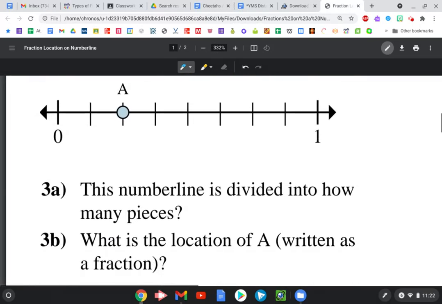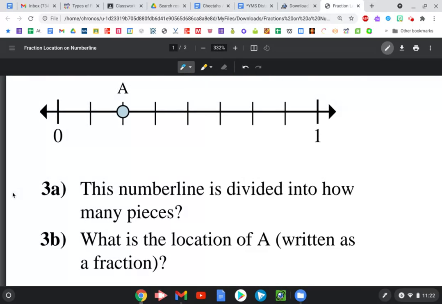Let's try another one. Here, check out this problem. Ooh, look at this number line. This one definitely is not broken up into 6. All right, the first question asks us, in 3A, this number line is divided into how many pieces? Oh, that sounds familiar. Let's go ahead and count. Starting at 0, we have 1, 2, 3, 4, 5, 6, 7, 8. We have 8 pieces. So let's label this number line using eighths.